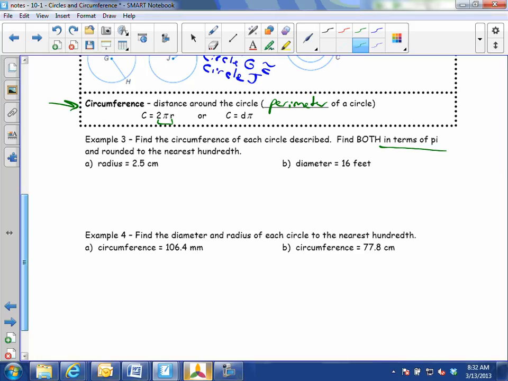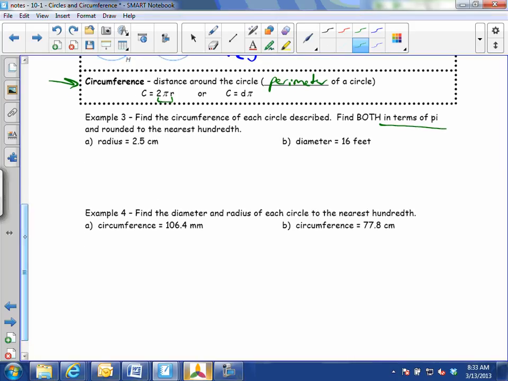You can use your pi button, or you can multiply by 3.14. I think the book usually uses the pi button. When I work problems, I usually use 3.14. Which one will I accept? I would take either one.